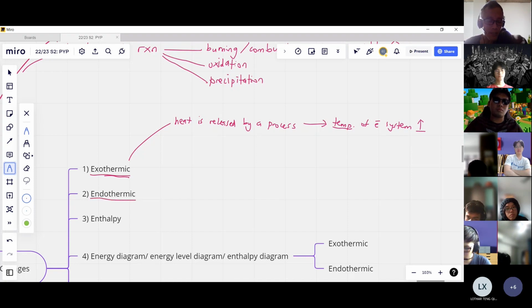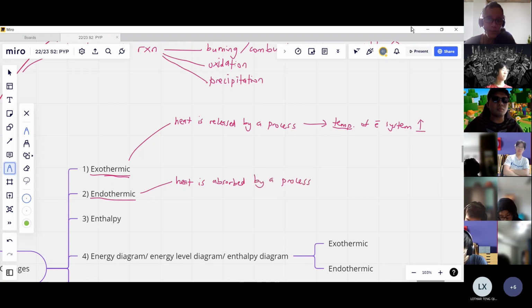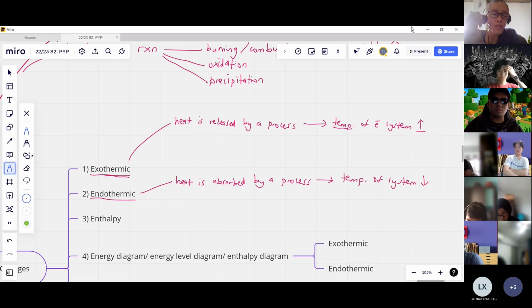Well, probably you can deduce what endothermic means. So endothermic is the reverse. Heat is absorbed by a process. And that means the temperature of the system decreases. So your MCQ question may ask you, temperature decreases in this direction, what kind of process is it? Immediately, you should figure out that it is referring to an endothermic process.